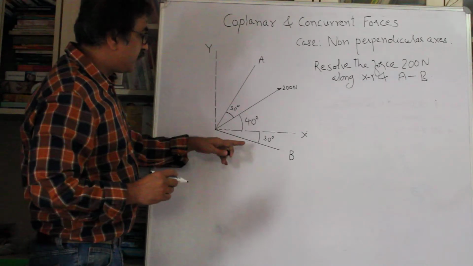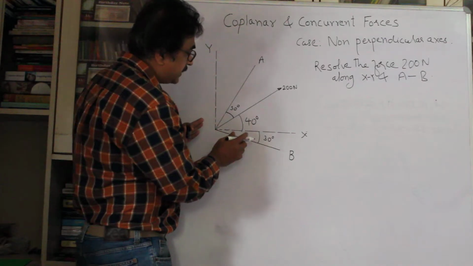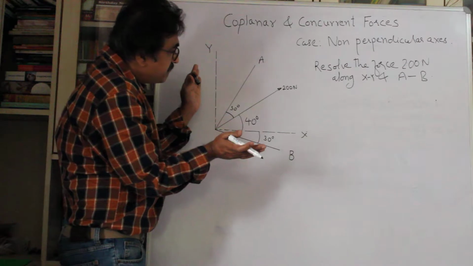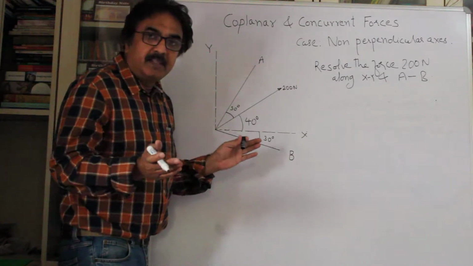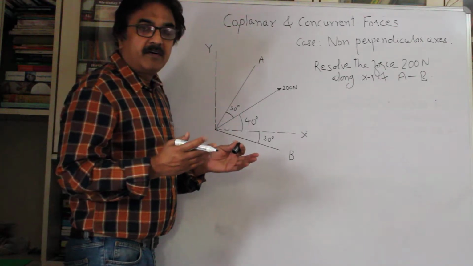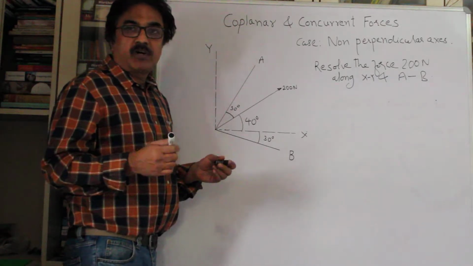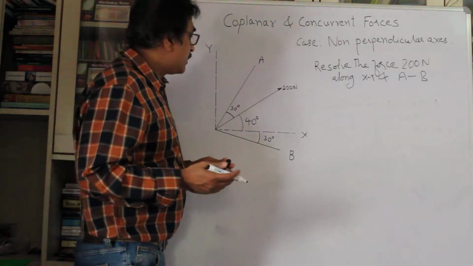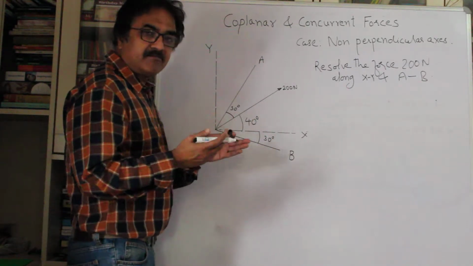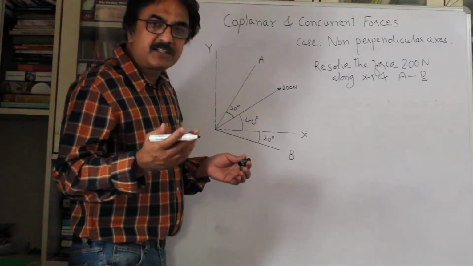Now you want to resolve the force along A and B. So the angle here is given as 30 plus 40 plus 30. That means the angle which these axes make is 100 degrees. That means it's a non-perpendicular axis. So when you have such a case, you should always invoke the law of parallelogram of forces. One way to deal with that is to complete the parallelogram, find out the different angles, and use the sine rule. Let's do that.